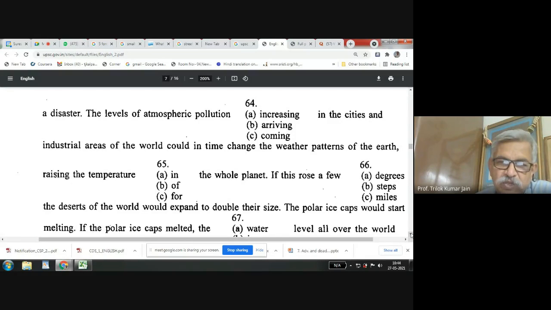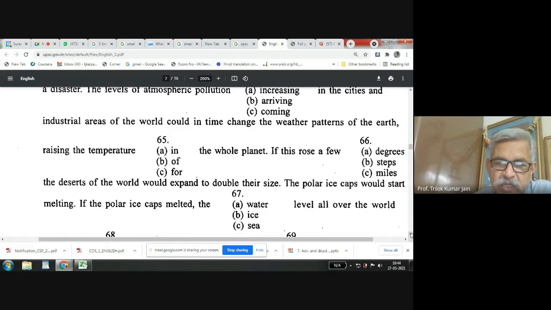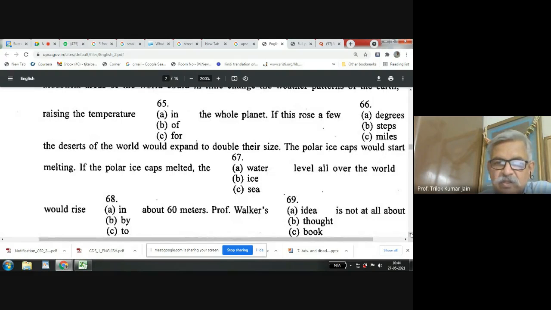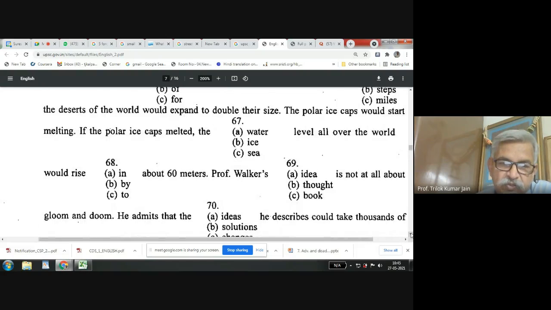If this rose a few degrees, answer A, the deserts of the world would expand to double their size. The polar ice caps could start melting. If the polar ice caps melted, the correct answer would be sea level. Sea level is better. The sea level all over the world would rise by, answer would be B, by about 60 meters. Professor Walker's idea. Thought, B would be better.